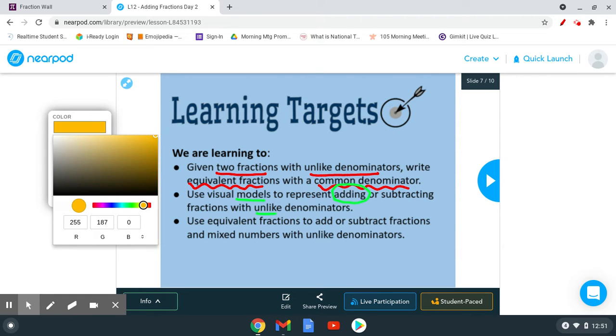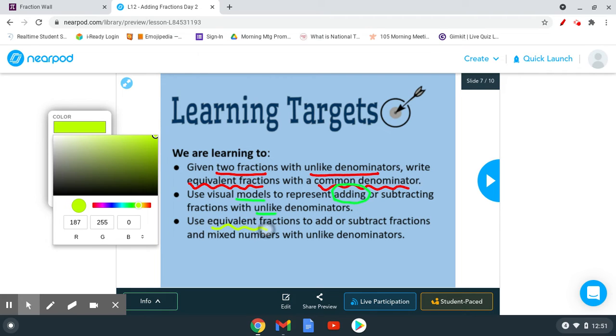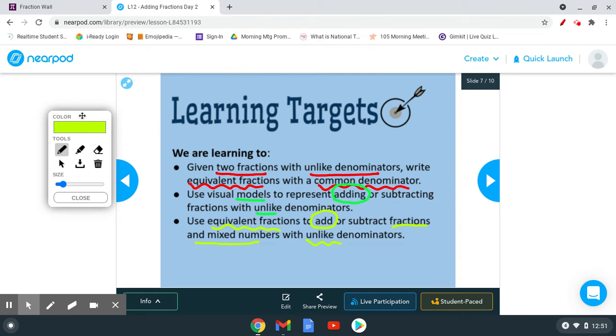And finally, the last piece of this, it says use equivalent fractions to add fractions and mixed numbers, which was a term we went over in class yesterday, with unlike denominators. So again, you can see a couple words really coming up a lot. Unlike denominators, equivalent fractions, adding, subtracting. So let's take a look at exactly how we can take our learning objectives and put them into action.